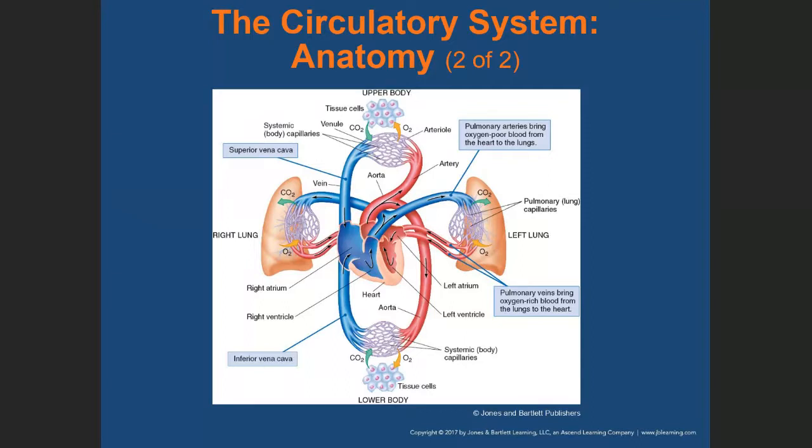Let me review, right? So the heart is a muscle. It's a pump. The main functions of the heart are to receive and distribute blood. The upper chambers of the heart are responsible for receiving blood. The lower chambers of the heart are responsible for distributing blood, right? The upper chambers are referred to as the right atrium and left atrium. The lower chambers are referred to as the right ventricle and left ventricle.